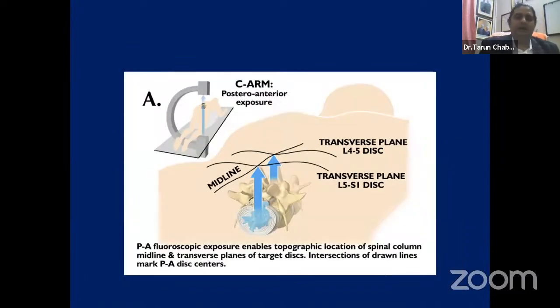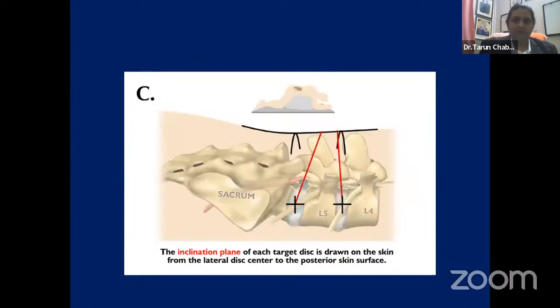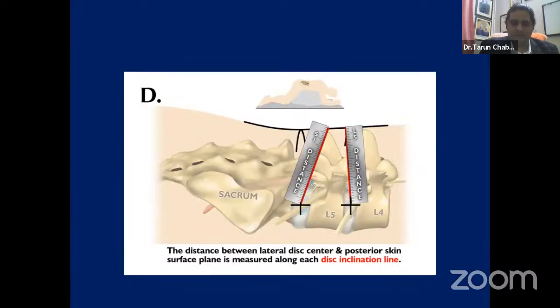So first of all, when we enter the foramen, the 3D anatomy of the foramen should be in the mind of the surgeon, and we will be progressing with the C-arm. So we should know the midline, and we should know the planes that we are working in. The transverse plane of L4-L5 and L5-S1 should be there, and we should see in the lateral view what level of lordosis is there, and the plane of inclination is different for each disc level. The inclination plane of each target disc is drawn on the skin, as you can see, from the lateral disc center to the posterior skin surface. Next is to measure the distance between the lateral disc center and the posterior skin surface plane, and this is the disc inclination line.